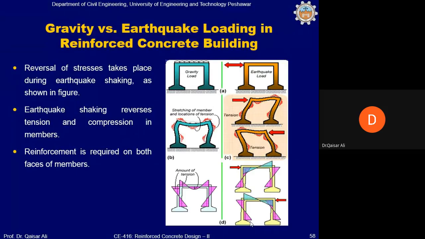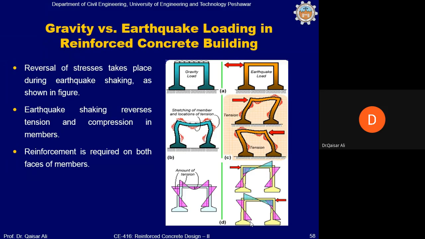When the same frame is subjected to earthquake loading, additional bending moments are produced both on the positive and negative side of the beam, but at the ends of the beam. Nothing happens at the midspan of the beam. Similarly, the additional bending moments are also produced at the ends of the column, and nothing happens at the mid-height of the column when a frame is subjected to lateral loading.